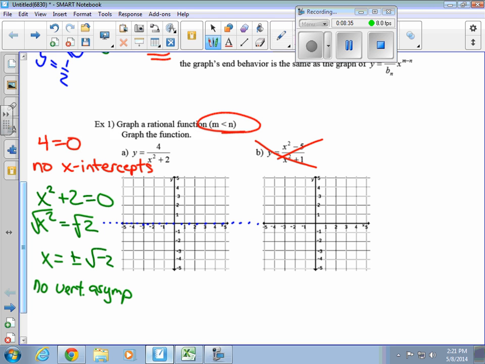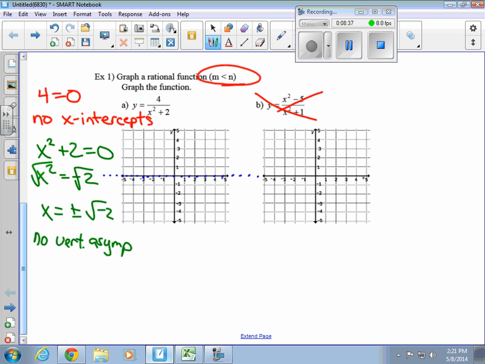So now what are you going to do? Right, we're just going to plug in numbers. So let's make a table of values. We're going to have x and y. What number do you want to put in? Let's start with 0. Put in 0. What do you get? 2. Okay, put in 1. What do you get? 1 squared is 1 plus 2 is 3. 4 thirds, which is 1 1/3. Okay, so 0, 2, 1, 1 1/3.